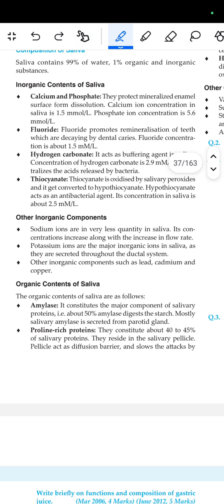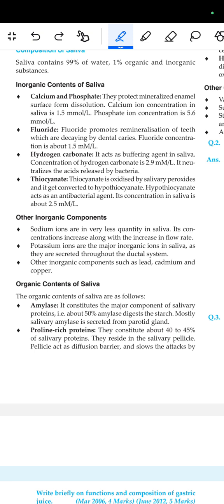Inorganic contents of the saliva: calcium and phosphate. They protect the mineralized enamel surface from demineralization. Calcium ion concentration in the saliva is 1.5 millimole per liter. Phosphate ion concentration is 5.6 millimole per liter. Fluoride promotes the remineralization of the teeth which are decaying by dental caries. Fluoride concentration is about 1.5 millimole per liter. Hydrogen carbonate acts as the buffering agent in the saliva.